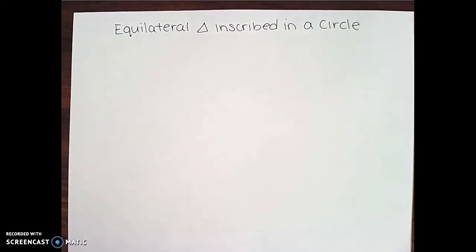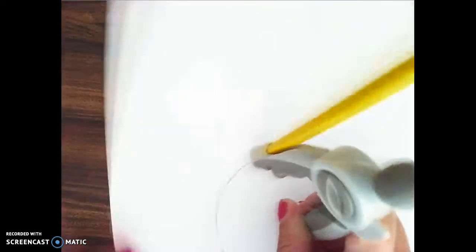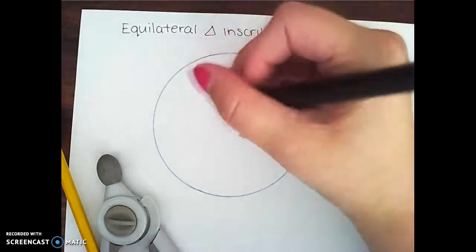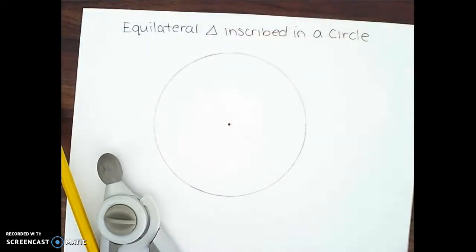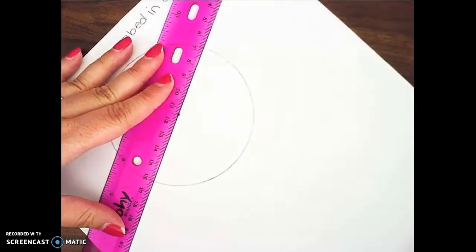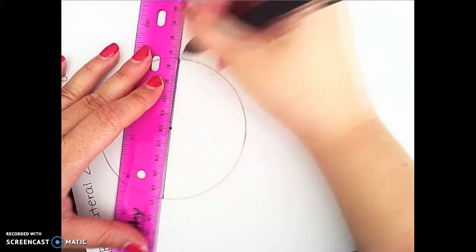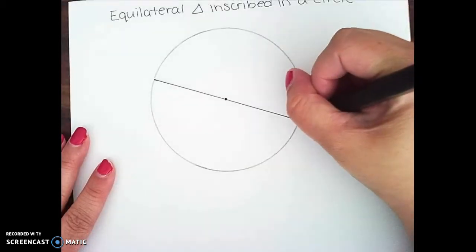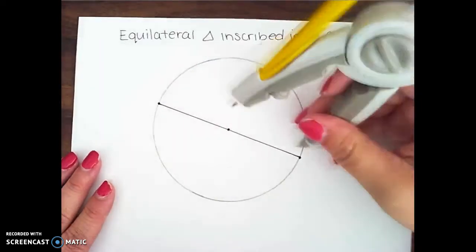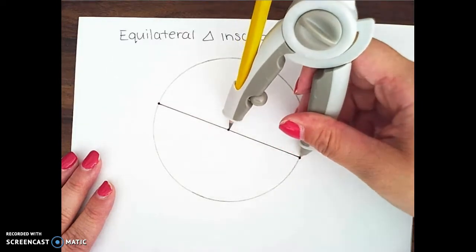I'm going to start by constructing a circle, and marking the center of my circle. Okay. Same as with the hexagon video, I'm going to construct a diameter. I'm going to mark the endpoints of my diameter, and I'm going to measure the length of the radius. And again, if you haven't moved your compass, it should already be set.